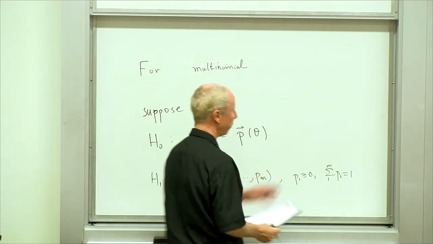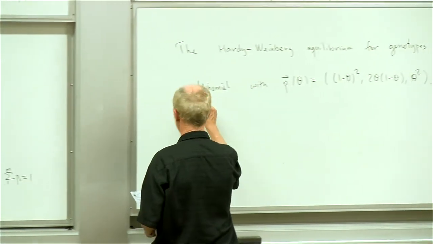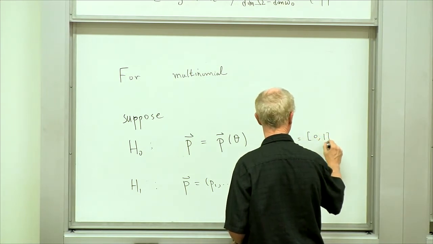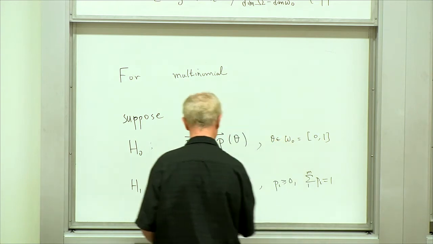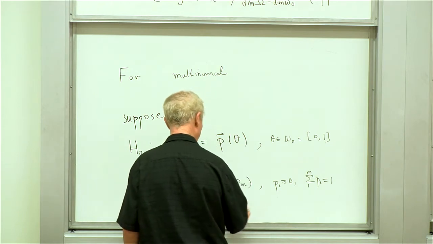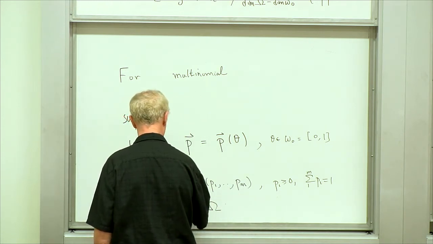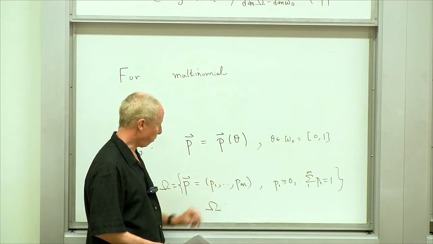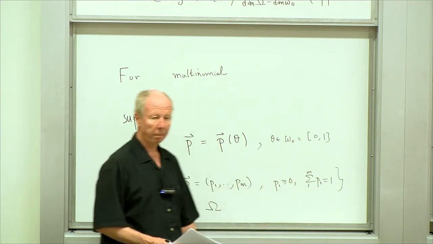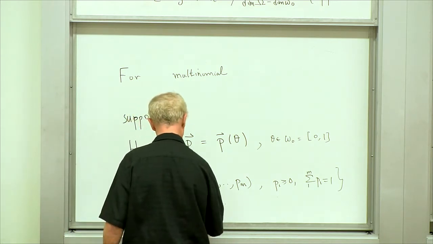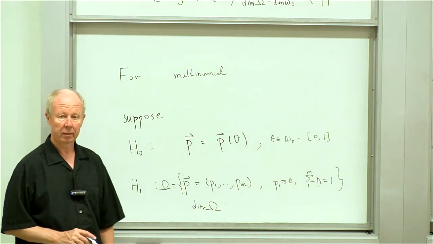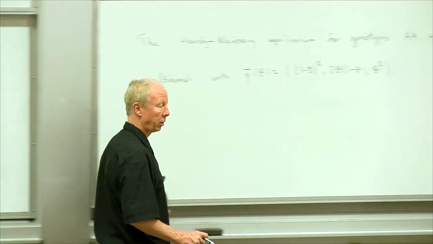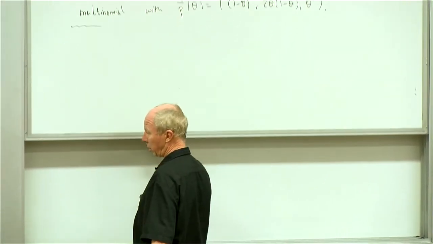So here's theta, some parameter. Here theta would be between 0 and 1. So in this case, omega naught would be the interval from 0 to 1. And capital omega would be this set here, the set of vectors with m components, non-negative, that add up to 1. What would the dimension of this set be? Well, let's consider the dimension when m is 2.